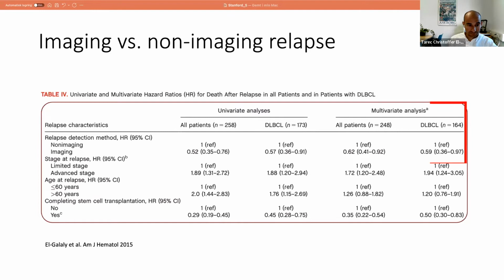And you see here, this is the multivariate analysis, looking at imaging detected relapse. It seems that there is a better outcome for patients who had imaging detected relapse. This has a hazard ratio way below 1. And when you look at only the diffuse large B-cell lymphomas, because this also included other types of patients, then it's still a significant improvement in outcome for patients who had imaging detected relapse. However, when we took out the indolent relapses, for example, then this significance disappeared, but still a clear trend toward better outcome.